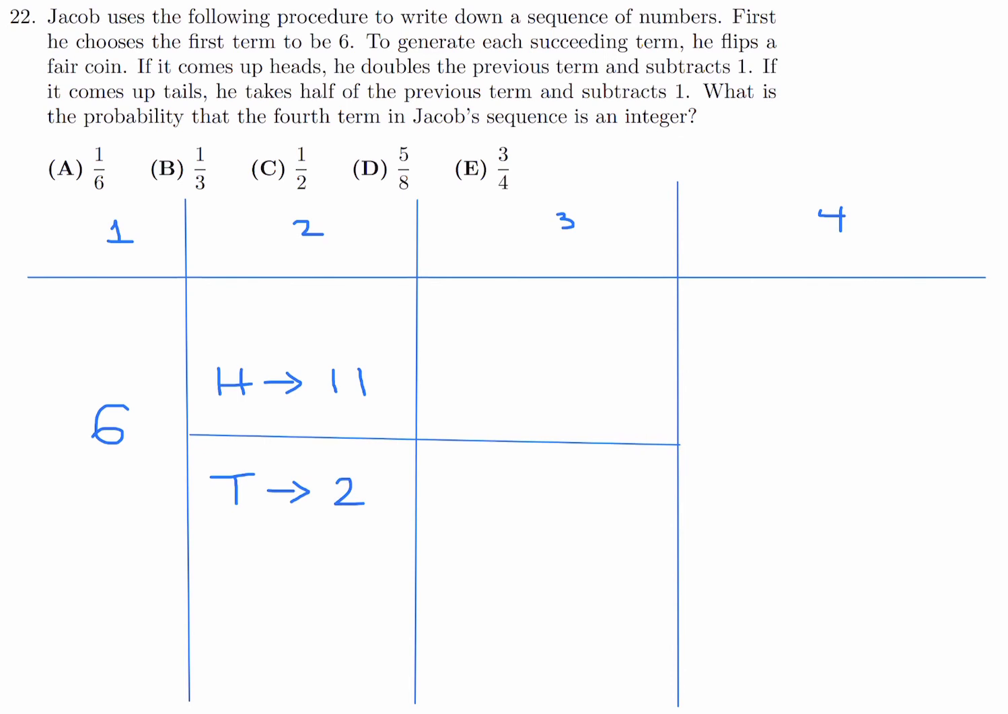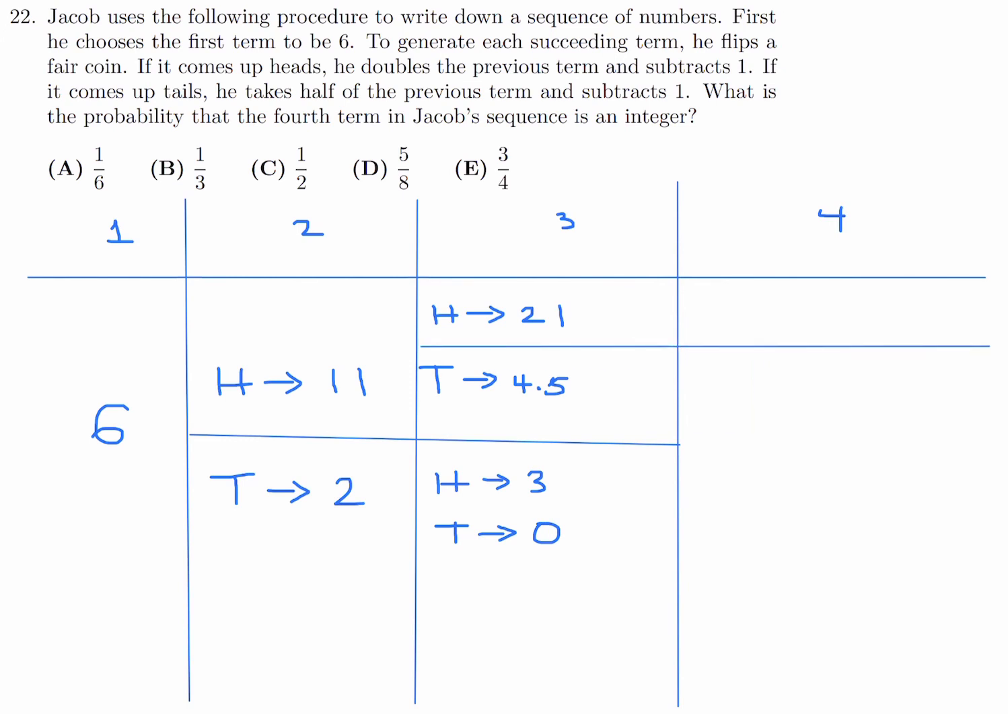If we are just looking at the 11, heads and tails will result in what? Heads, double it, subtract 1, so that's 21. Tails, take half of it and subtract 1, so 4.5. And then for this 2, if it's heads, double it and subtract 1, so that'll be 3. If it's tails, take half of it and subtract 1, that'll end up with 0. All right, now we've got 4 scenarios to deal with.